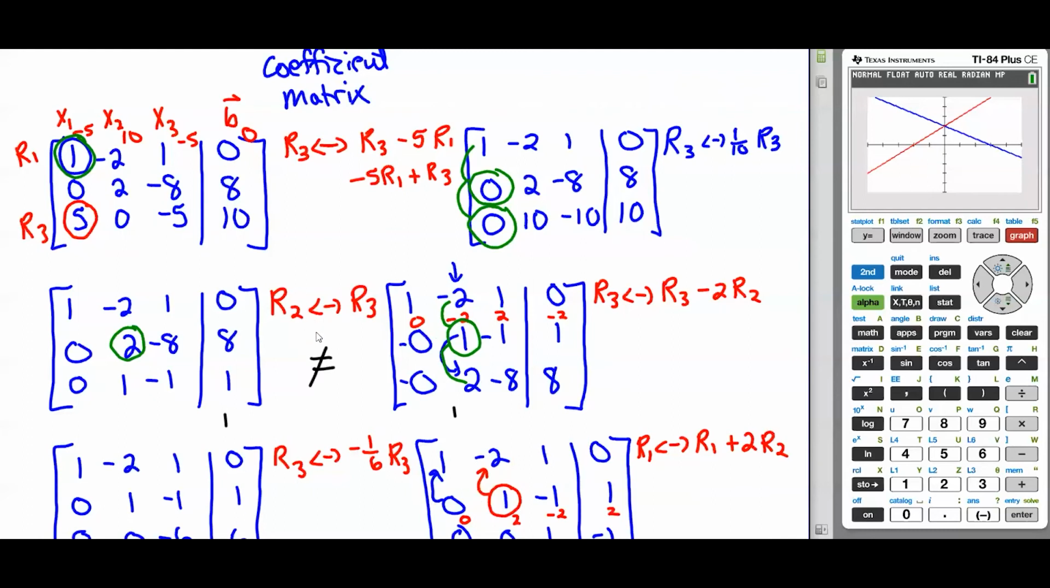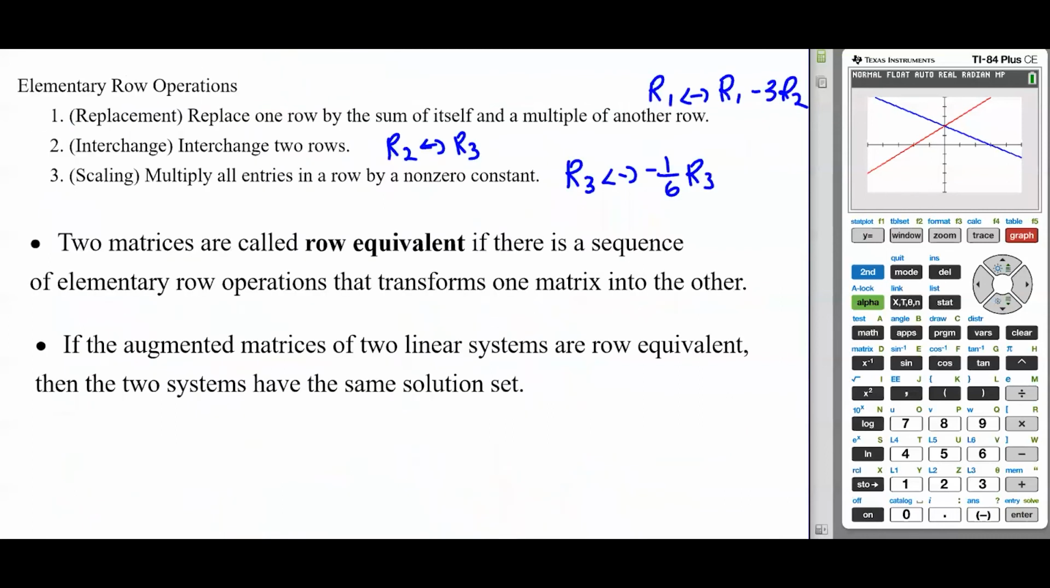But we have a symbol for row equivalence. It's the tilde. So you kind of make a tilde sign if you want to write these two are row equivalent. Then you can use tildes, but you can't use equal signs because they're not the same matrices. Okay. If augmented matrices of two linear systems are row equivalent, then the two systems have the same solution set. So if you do these row operations and you do them correctly, and you get a row equivalent matrix, then the solutions are going to be the same.